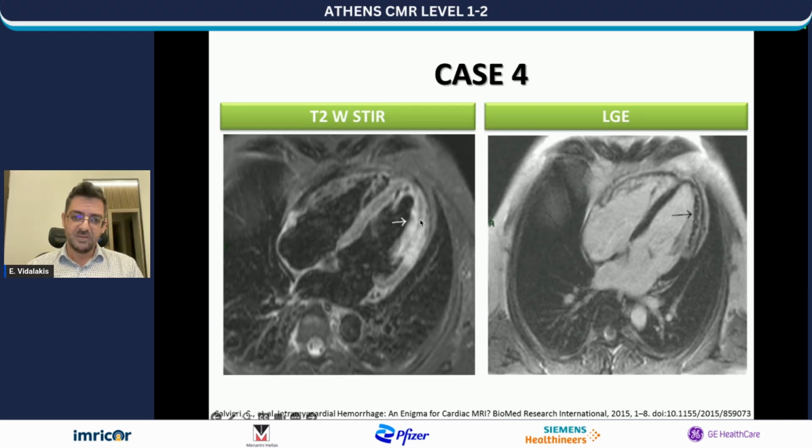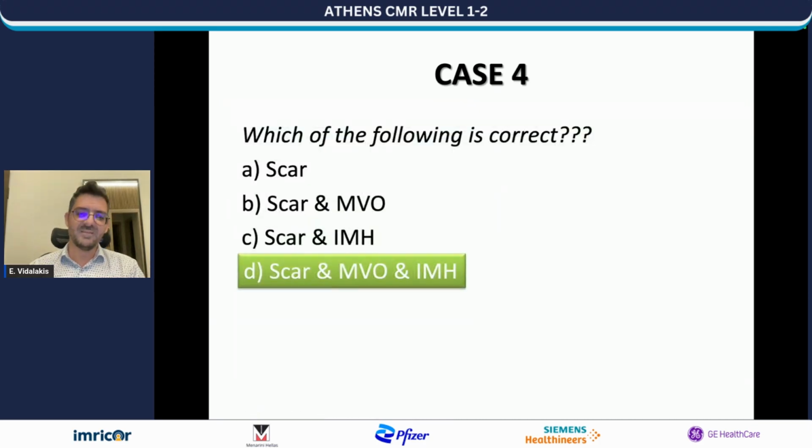This is the edema and the intramyocardial hemorrhage inside the edema, and this is the LG image of the damage area, and in the core of the area we can see low signal intensity because of the microvascular obstruction. So this patient has everything. He has a scar with microvascular obstruction and intramyocardial hemorrhage. This is not a good prognostic for this patient.